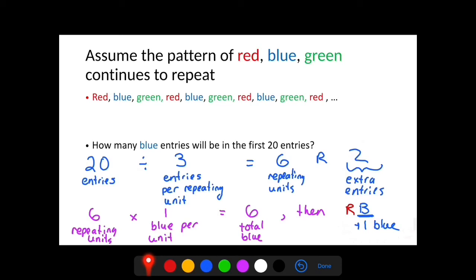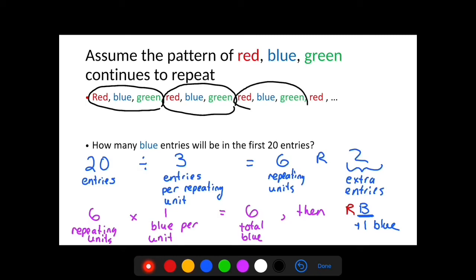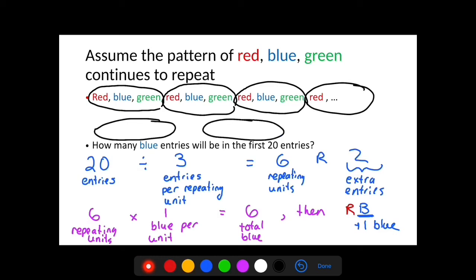So here again, the key was to look at how many sets of 3 do I have, and I know I'm going to have 4, 5, 6 sets of 3, and then I will have 2 left over. So I'm looking at the blue, blue, blue, blue, 7 total blue.